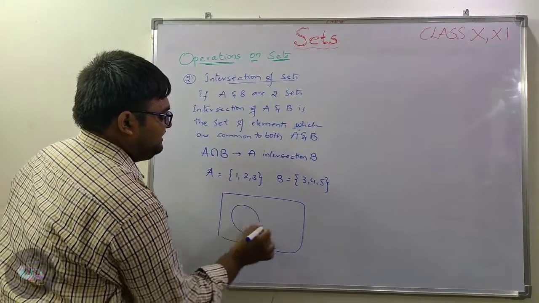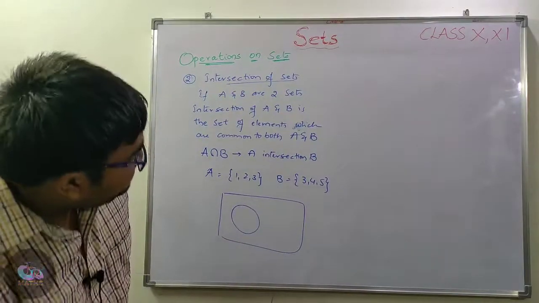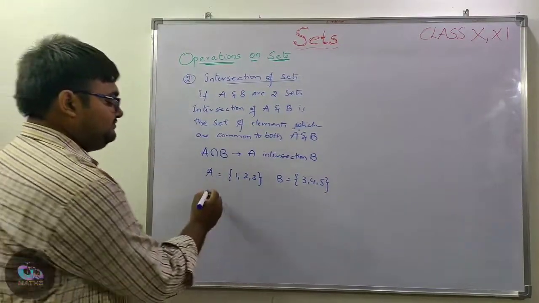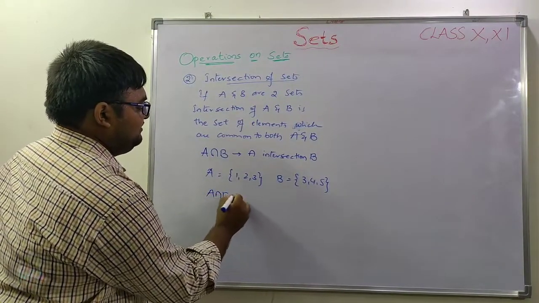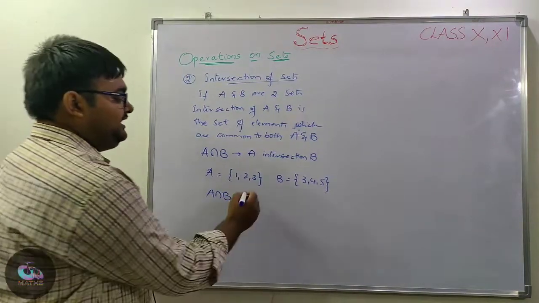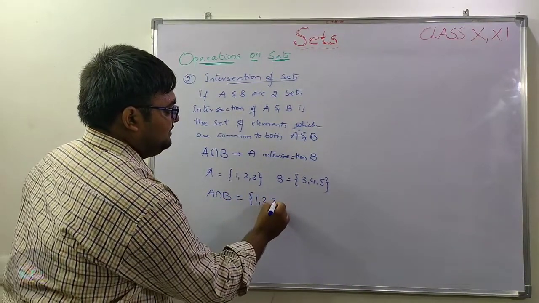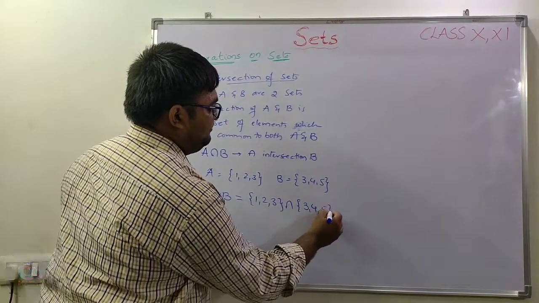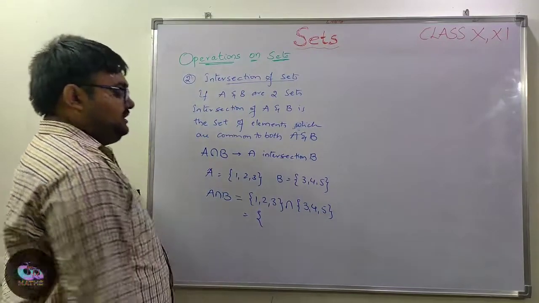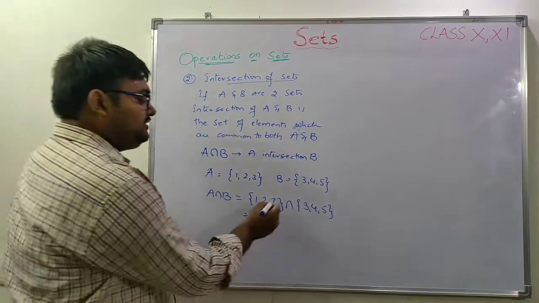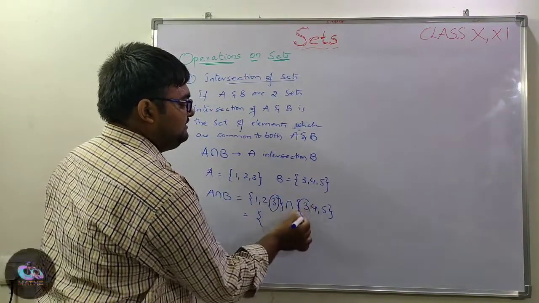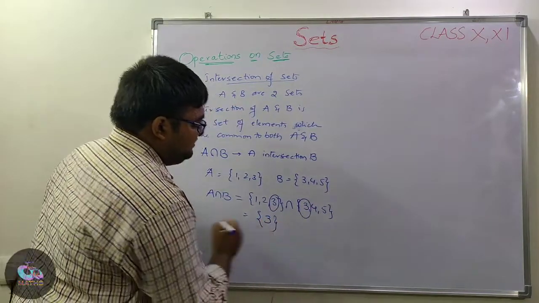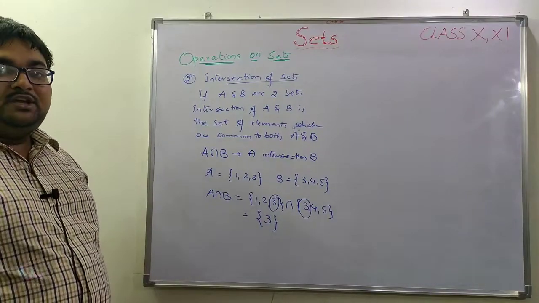then before the Venn diagram we are going to discuss the set representation. A intersection B is represented by the set {1, 2, 3} intersection the set {3, 4, 5}. Intersection means you need to take the common elements. What are the common elements in both sets? Element 3. So this gives A intersection B.